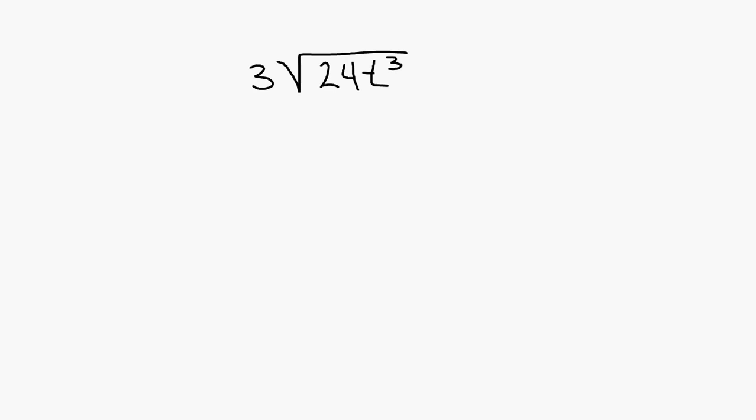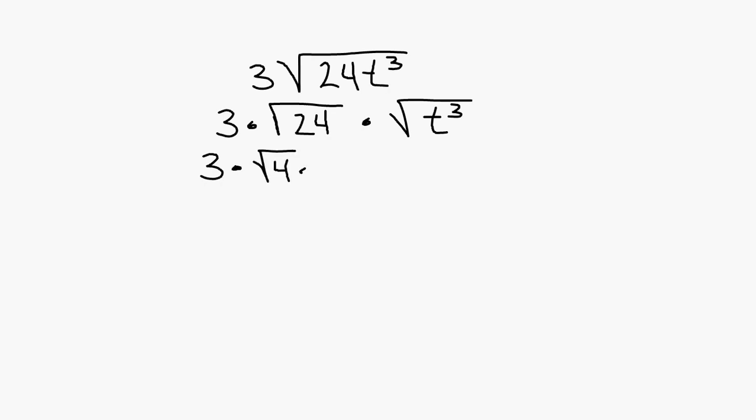Alright, take it apart again. So you got 3 times the square root of 24 times the square root of t to the 3rd. Factor your radicals. What's the largest perfect square in 24? 6 is not a perfect square. 4. Square root of 4 times square root of 6. Largest perfect square in t to the third. T squared times square root of t.